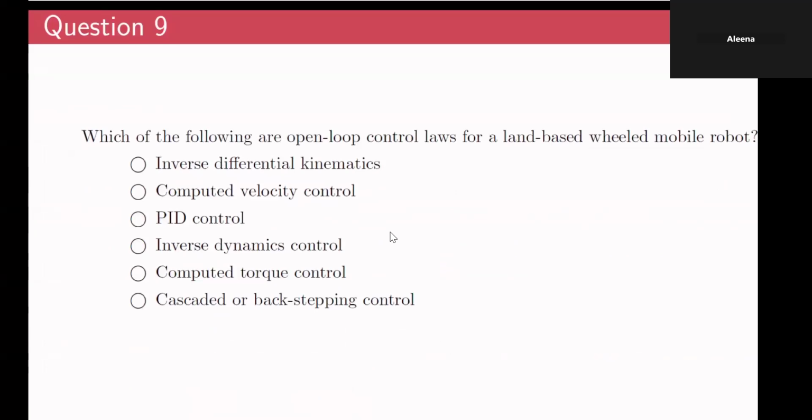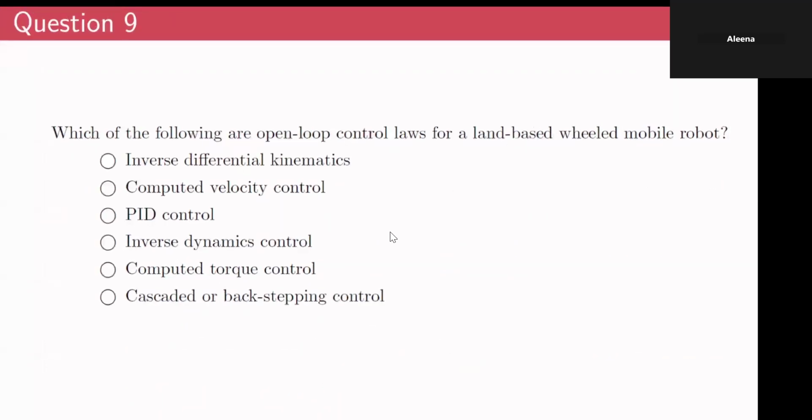Which of the following are open loop control laws for land-based wheeled mobile robots? We have seen previously how you can classify controllers based on whether or not they are open loop or closed loop. So we'll simply classify all of these following options based on whether they are open loop or closed loop. So inverse differential kinematics. This is simply an open loop control.